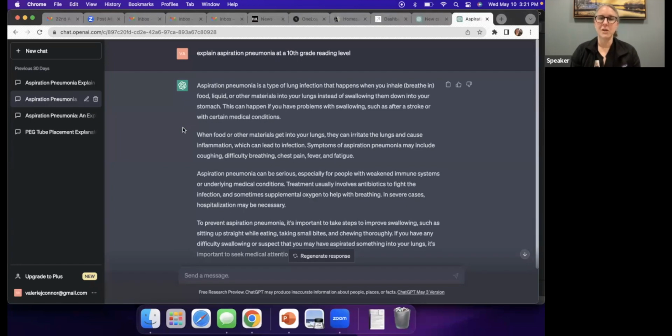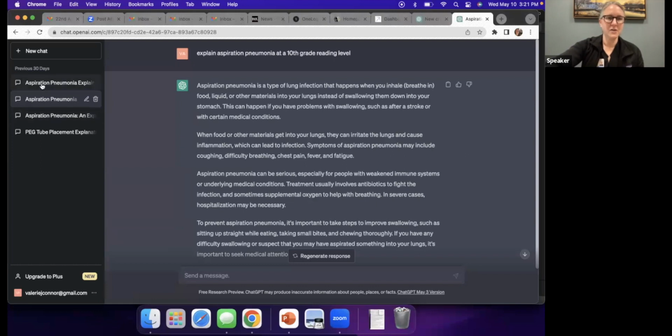So aspiration pneumonia is a type of lung infection that happens when you inhale food, liquid, or other materials into your lungs instead of swallowing them down into your stomach. And it's a bit more specific. It says this can happen if you have problems with swallowing, such as after a stroke or with certain medical conditions. So we upped the terminology just a little bit. It uses words like irritate and weakened immune system. So it's using a bit more higher vocabulary.